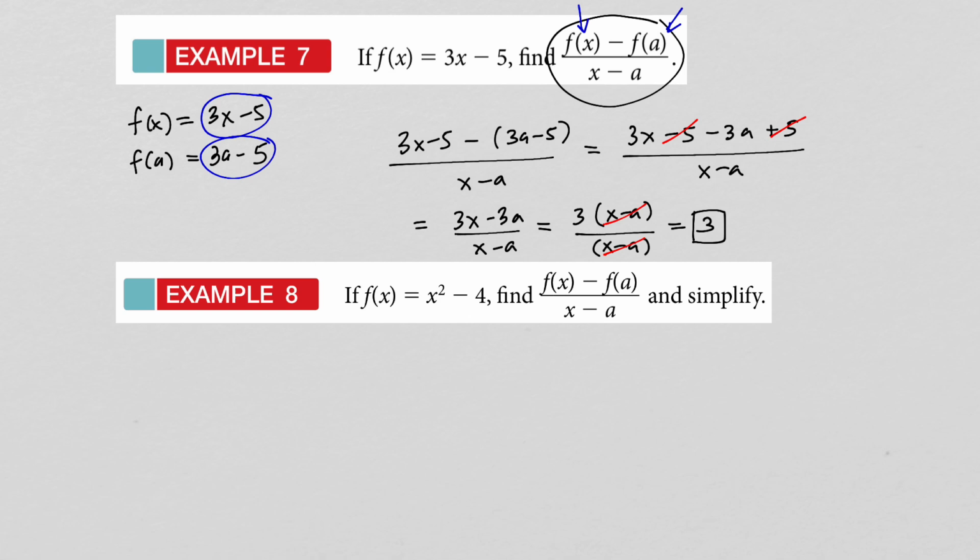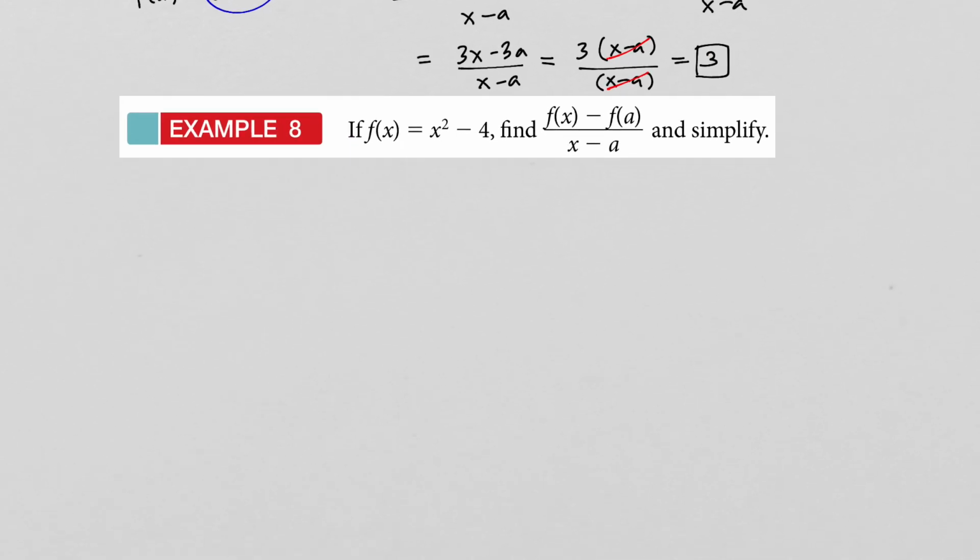Now this shouldn't surprise us because if you graph this function, this would just be a line, right? And we know that a line has a constant slope. And since the difference quotient is just the slope of a line drawn through 2 points on the graph, it's not surprising that the slope here is 3.